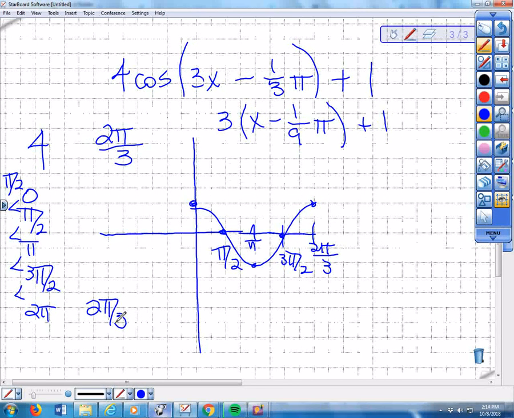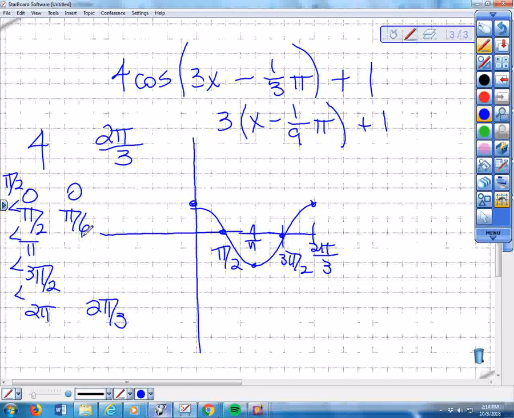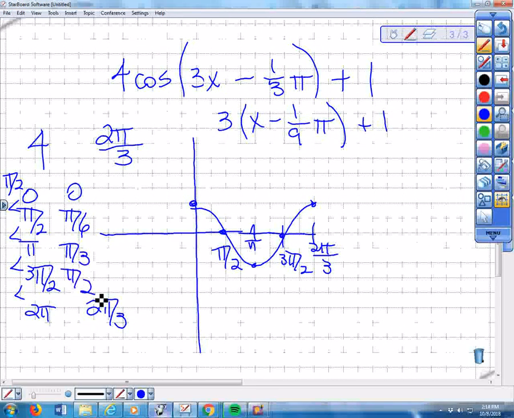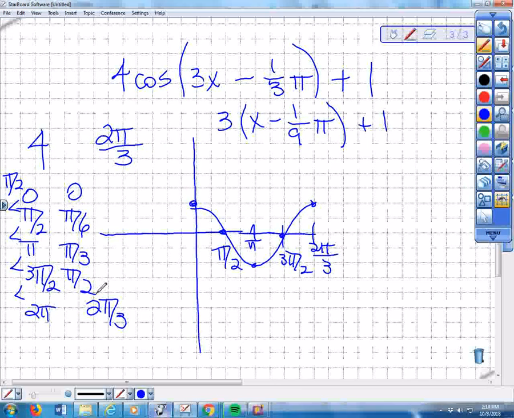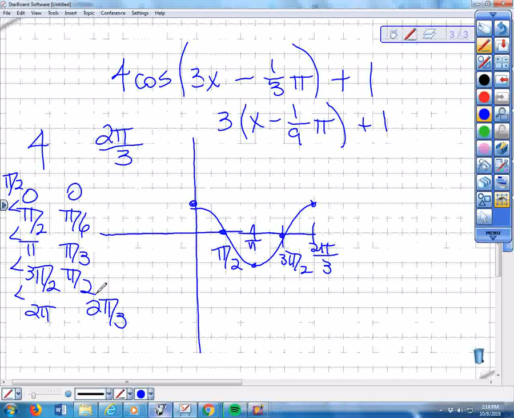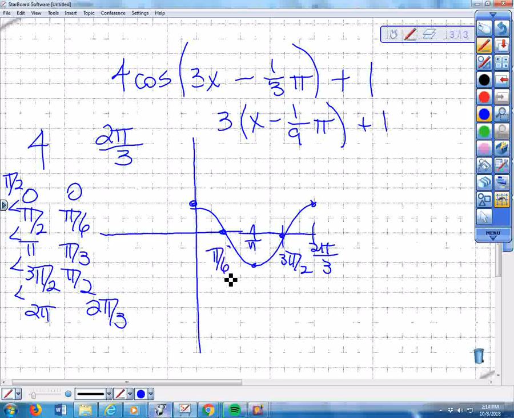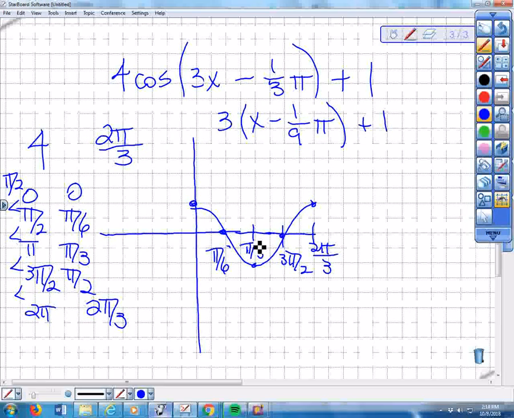So my first one will be 0, then pi over 6. Then I'm going to add pi over 6 each time. So this is pi over 3. This is pi over 2. And then 2 pi over 3. Okay? So if you can get those critical points when you look at the graph choices, that'll kind of help you, because this now becomes pi over 6. This is pi over 3. And this is pi over 2.